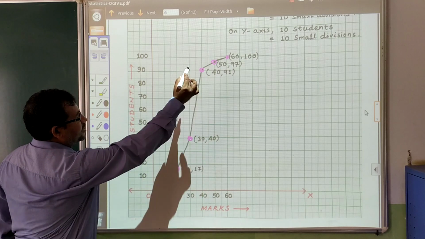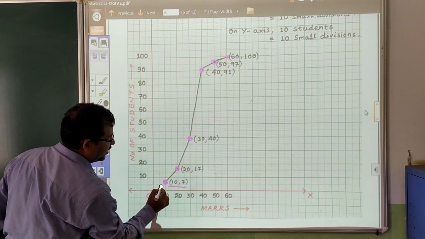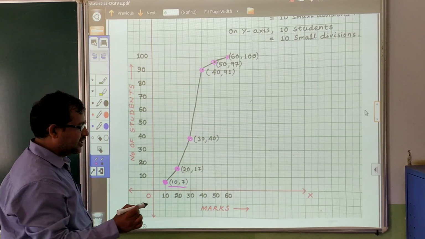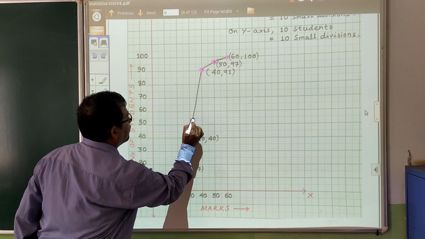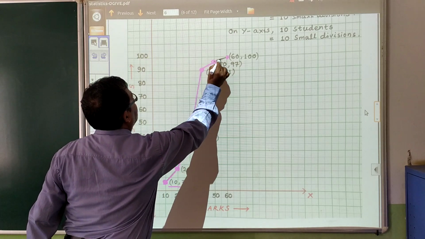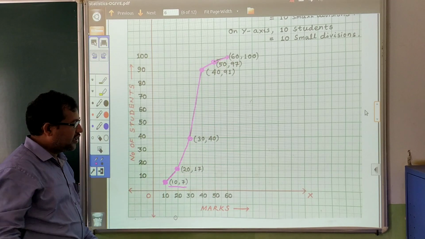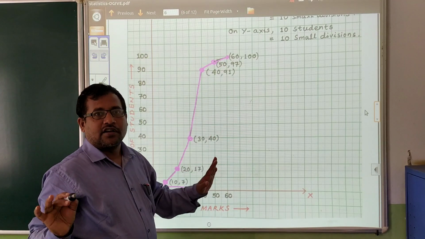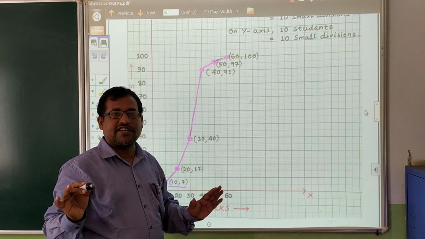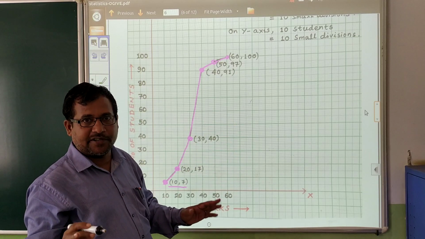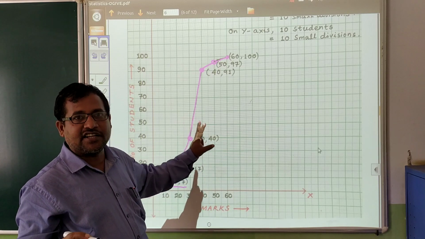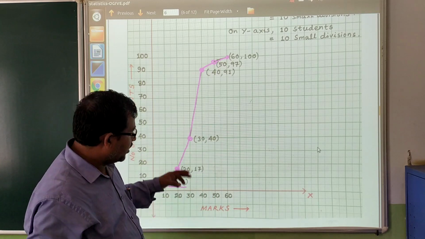Now we will join these points by a freehand. Freehand means without using scale. Just join like this. Clear? Now you got the graph of the cumulative frequency of less than type. That means it is a less than type ogive.